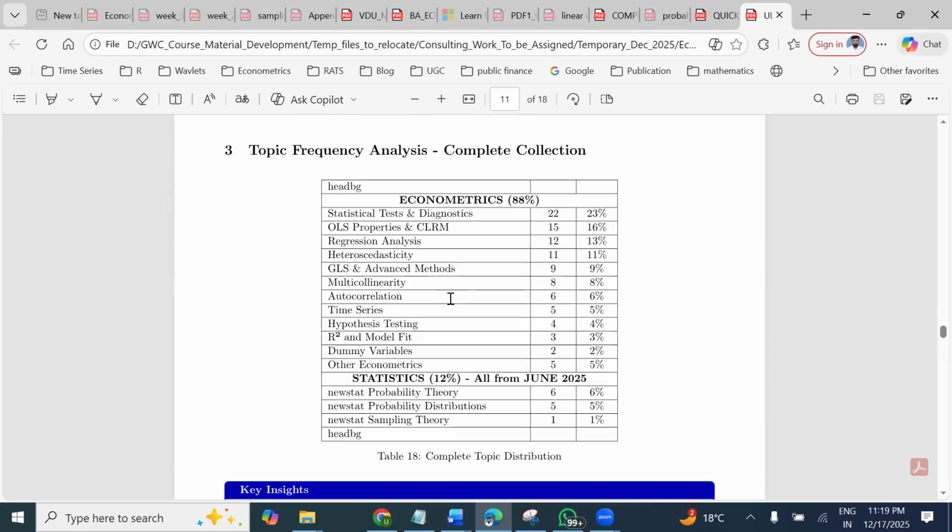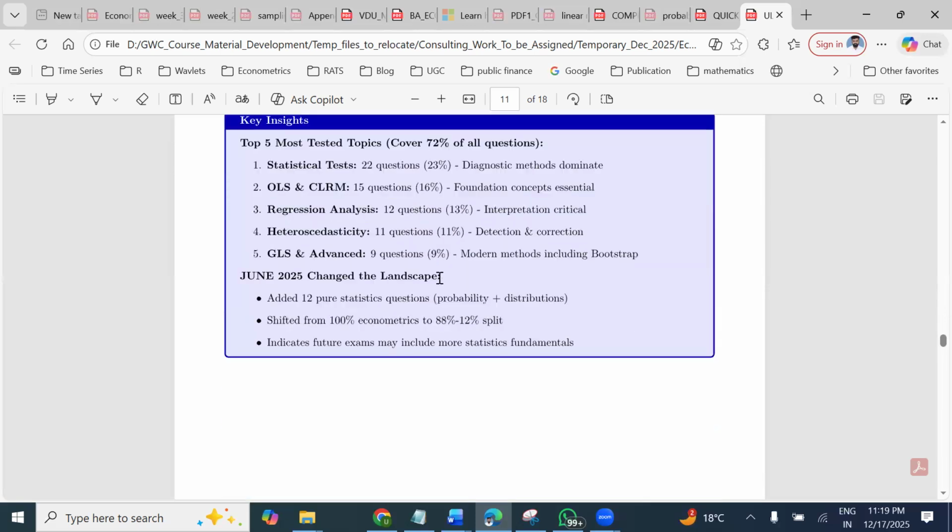Now you just see again in probability distribution what are the different types of questions there. Please read this. Now frequency analysis is here. Are you getting which are the questions and what is the frequency of the questions? Now you have to focus on the top 5 most tested topics that cover 72% of all questions. What are they? The 5 most important topics: statistical test, OLS, regression analysis, heteroscedasticity, GLS and advanced.